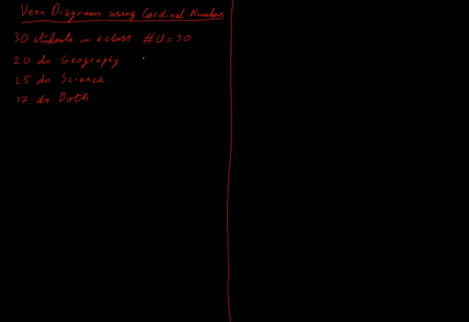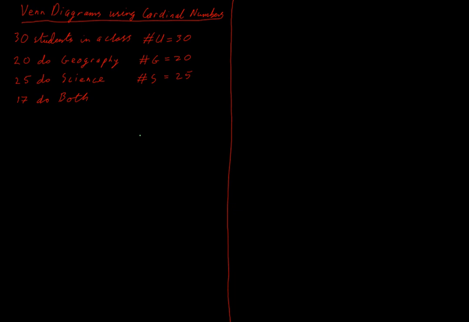30. Now the cardinal number of people doing geography we might call cardinal number of capital G, a capital letter for the name of a set, is 20. Cardinal number of capital S for science is going to be 25. And the cardinal number for both, well, what could we do there? We don't just want to put that in as cardinal number of capital B, even though we could. There's a better way to write that.